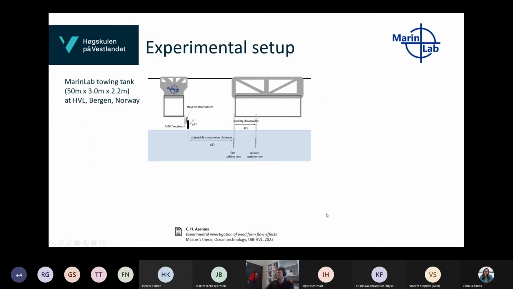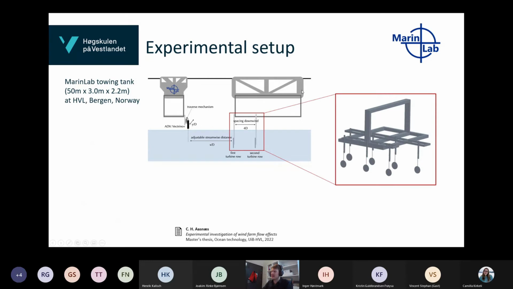Yes, so our experimental setup is that we tested this in our marine lab. This is a towing tank which has a length of 50 meters, a width of 3 meters and a depth of 2.2 meters, which is here in the basement of HVL in Bergen.